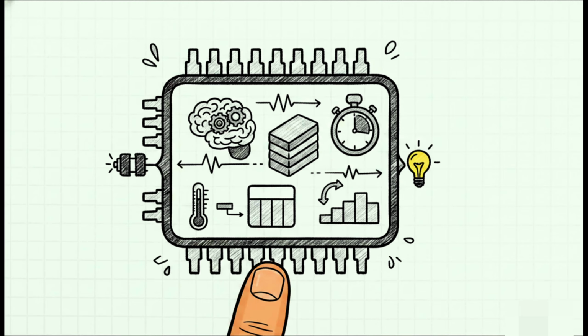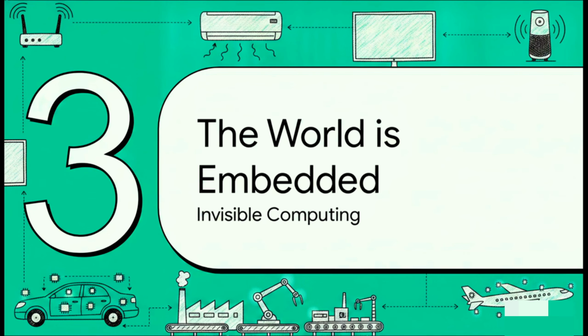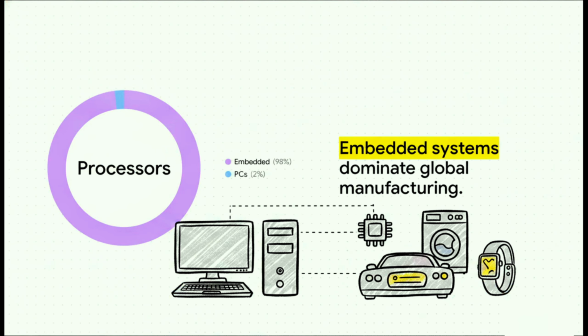How cool is that? So let's jump to Section 3. The world is embedded. If these microcontrollers are really so small and cheap to make, how many of them do you think are surrounding you right this very second? Seriously, look around your room. You've got your Wi-Fi router, your smart speaker, the AC unit, your TV. What about outside?